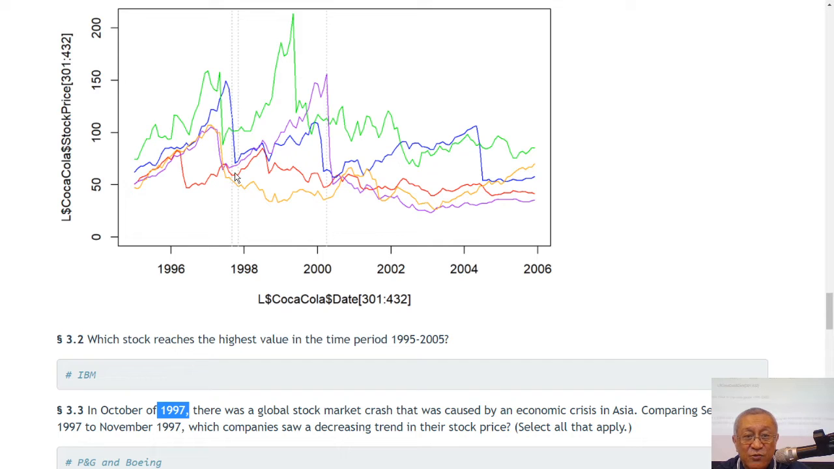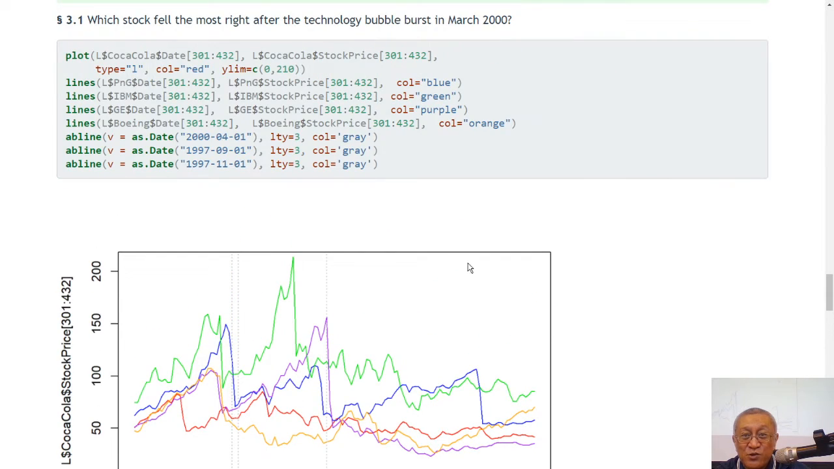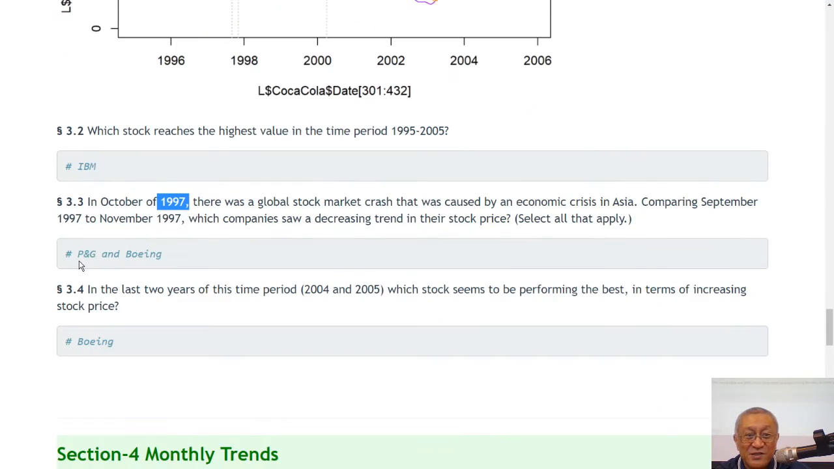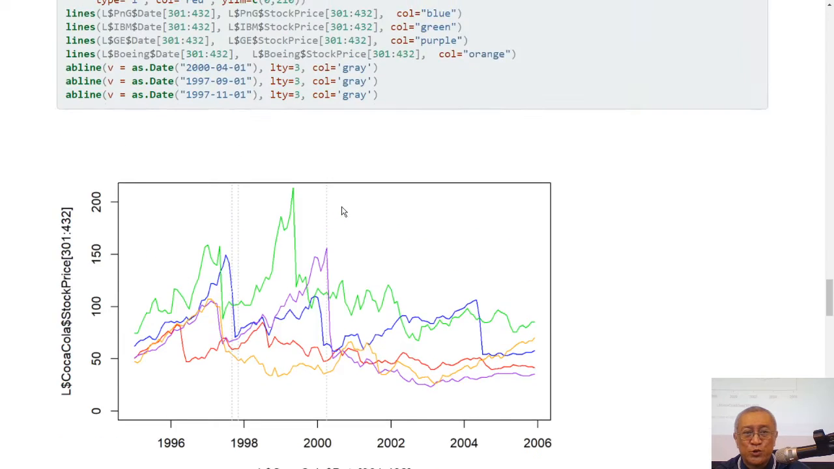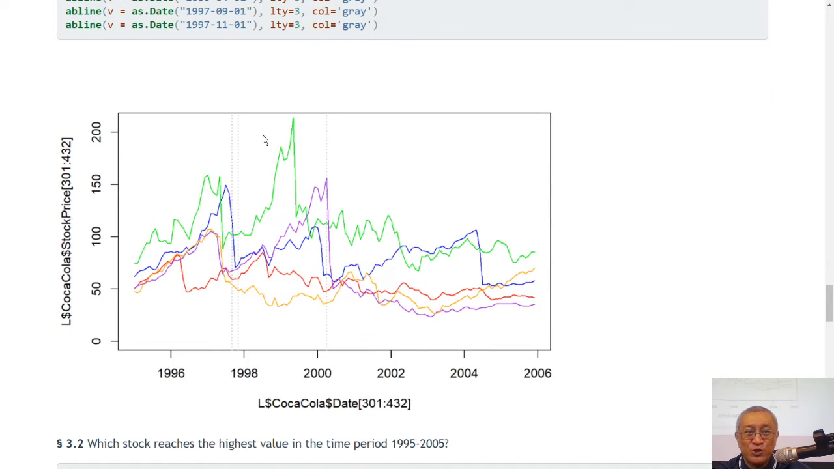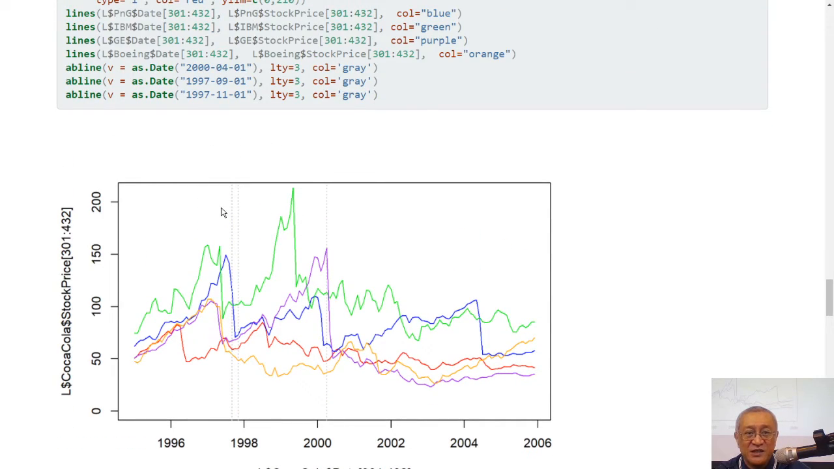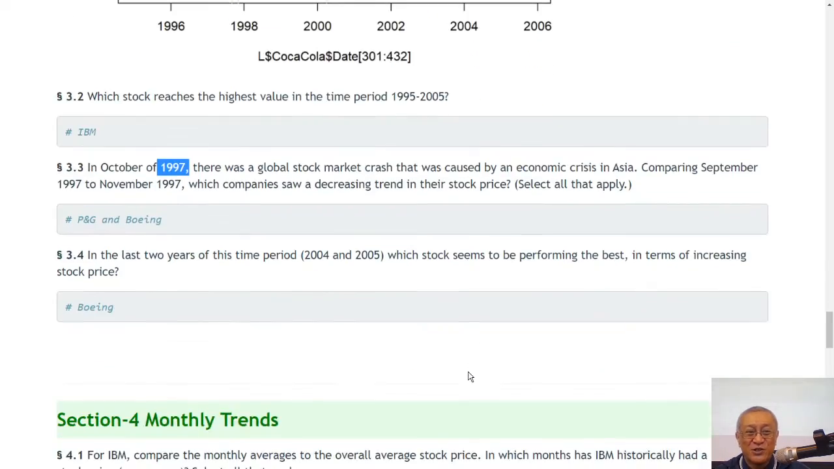So some stocks are actually rising, right? So only two stocks are falling. It's actually the blue one and the orange one, right? So the blue one is P&G, and the orange is the Boeing, right? So the answer is P&G and Boeing. And it's the same thing to answer this question, right? So in order to answer these questions, you basically need to draw a multiple line plot and then add in the assisting line, then look into the plot to answer the question.